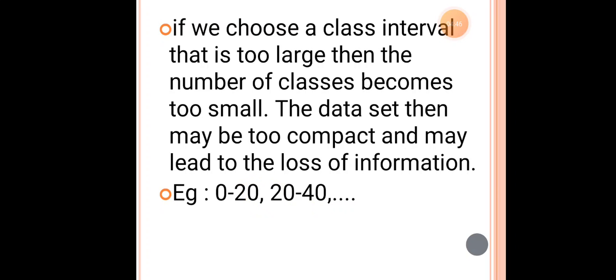In the same way, which will be the next data? 40 will be the next data. So what can you do here? You can add 20 to the 40. 20 is the class interval, so 40 plus 20 is 60. So the next class will be 40 to 60. In the same way, you can ascertain the classes based upon the class interval.